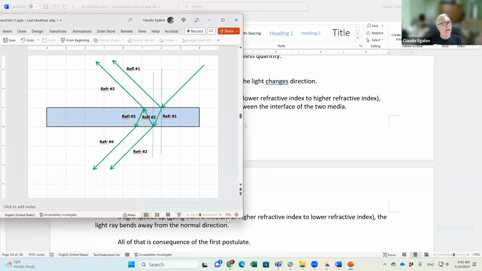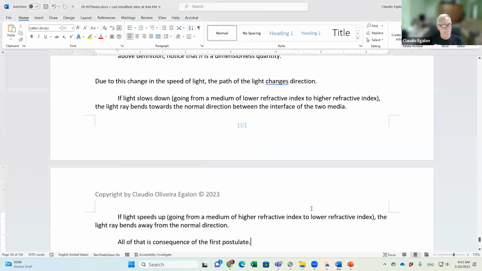So let me illustrate that. Light is taking this path from here to here because it takes the least amount of time to get from here to here, okay? From this point to this point. Any deviation from this path will take a longer amount of time. So light is smart enough, and it takes the least amount of time to travel from this point to this point. Okay? All of that's a consequence of the first postulate.